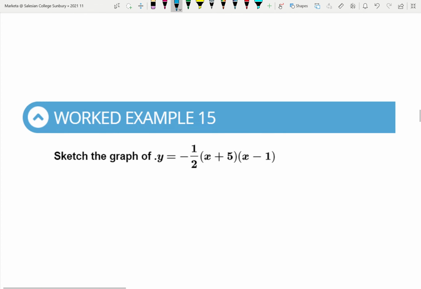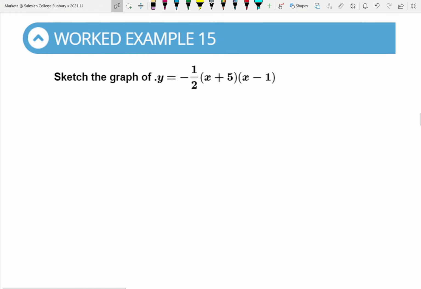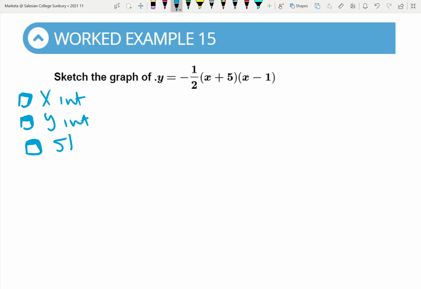Let's move forward. Okay, so another sketch. So I'm going to write my list of features, which I should always do. So x-intercepts, y-intercept, shape, and the special feature, turning point. So it's a negative graph. I can see straight away the shape is going to be the frown.